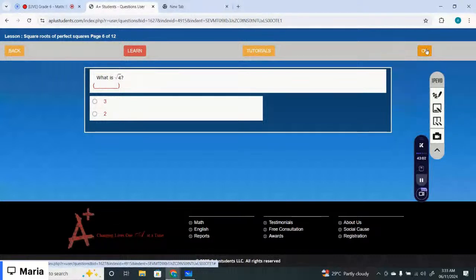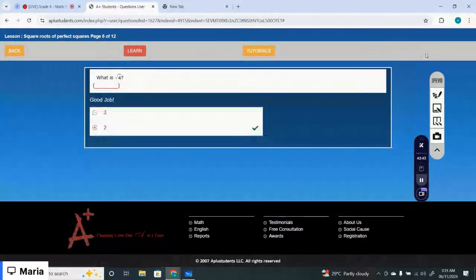What is square root 4, which is the correct option? Square root 4 equals 2. Very good. Option number 2 is the correct option because 2 times 2 makes 4. So square root 4 equals 2.